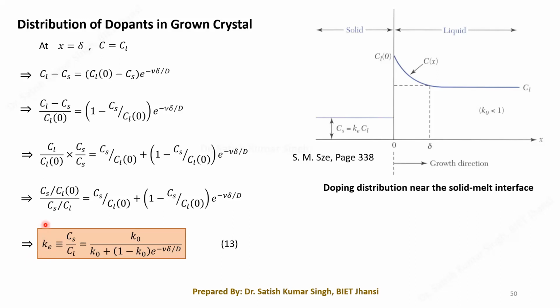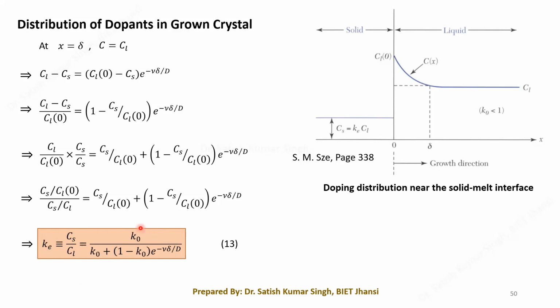This is the question: how to make this Ke equal to unity. If you are able to make Ke equal to unity, then you are able to get uniform doping, even if your K naught is less than 1. Try to understand this logic. How to obtain this? Even if K naught is less than 1, if we make Ke equal to unity, we will be able to dope your crystal uniformly.